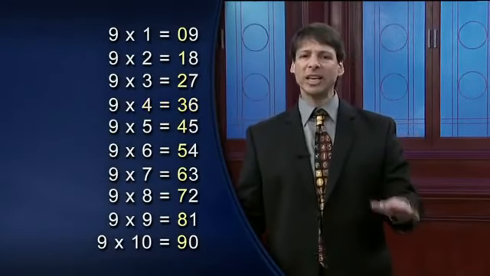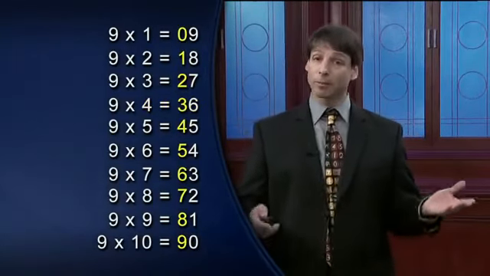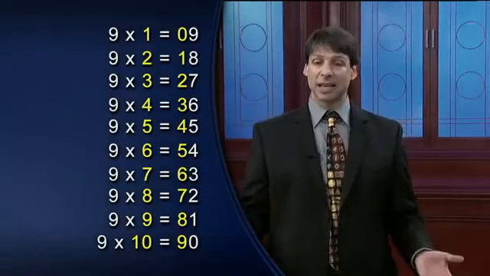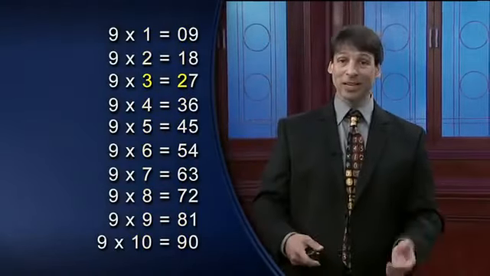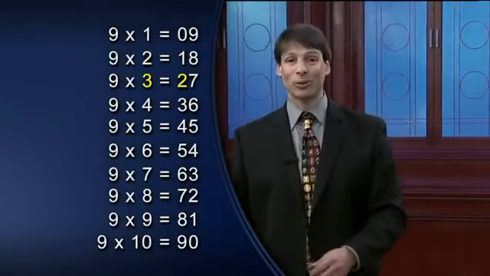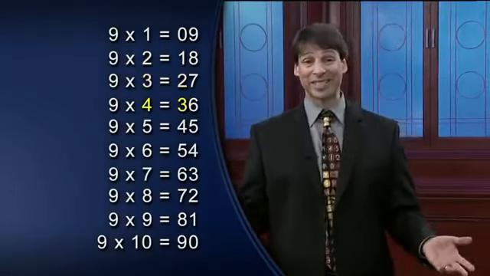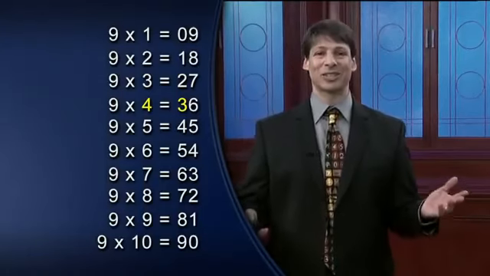Also, the first digit is 1 less than the multiplier. So 9 times 2 begins with 1. And 9 times 3, 27, begins with 2. 9 times 4, 36, begins with 3, and so on. So a problem like 9 times 4, since it will begin with 3, and it will end so the digits add up to 9, we can figure out the second digit, which is 6. So 9 times 4 is 36.